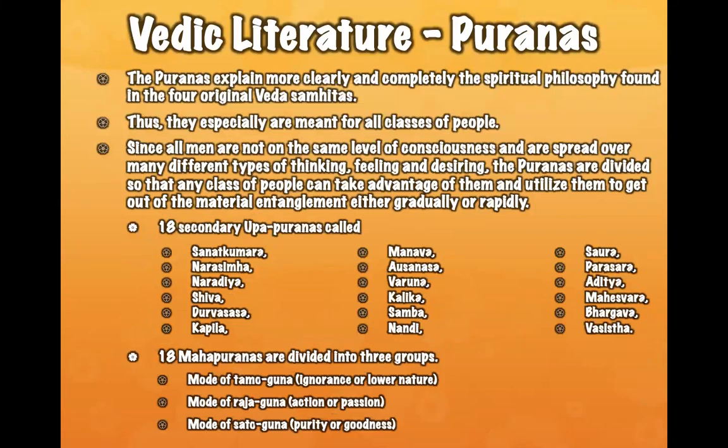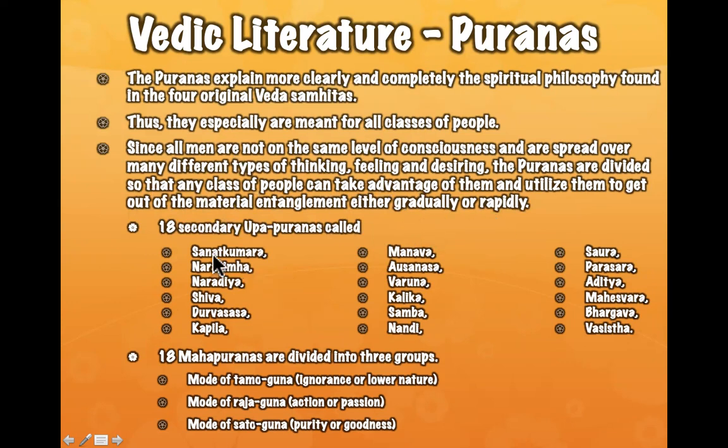The Puranas explain more clearly and completely the spiritual philosophy found in the four original Vedic Samhitas. Thus, they're specially meant for all classes of people. Since all men are not on the same level of consciousness and are spread over many different types of thinking, feeling, and desiring, the Puranas are divided so that any class of people can take advantage of them and utilize them to get out of material entanglement, either gradually or rapidly.